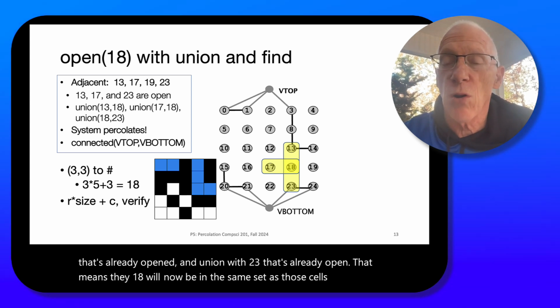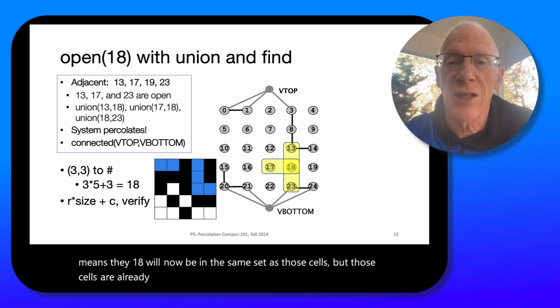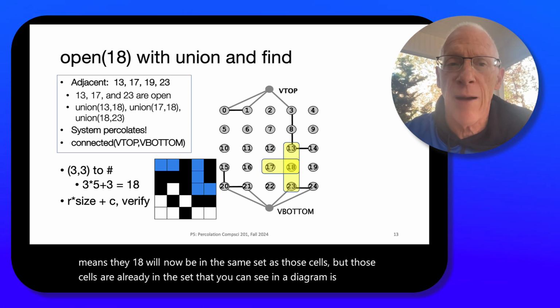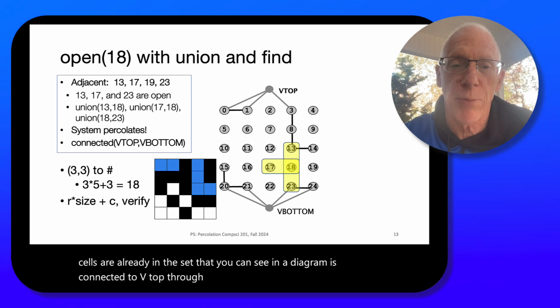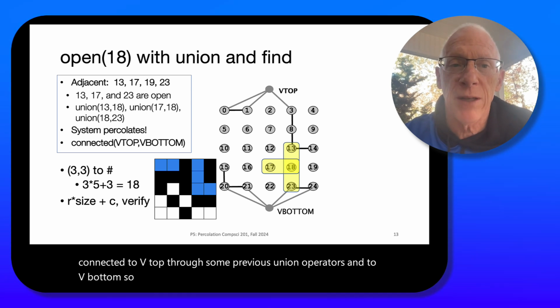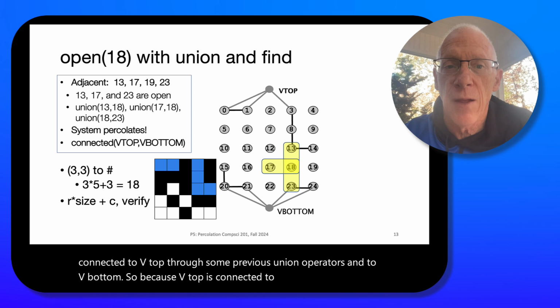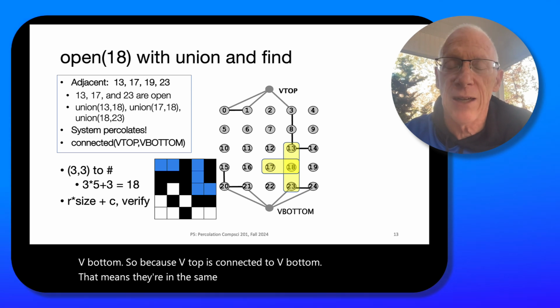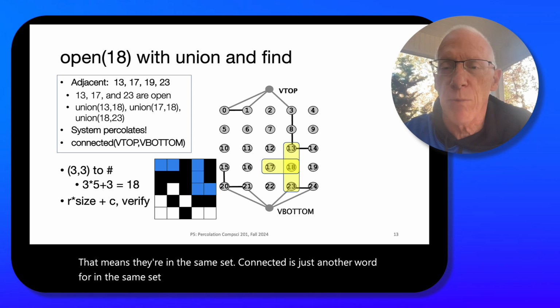But those cells are already in a set that you can see in the diagram is connected to VTop through some previous union operations and to VBottom. So because VTop is connected to VBottom, that means they're in the same set. Connected is just another word for in the same set. That means the system percolates.